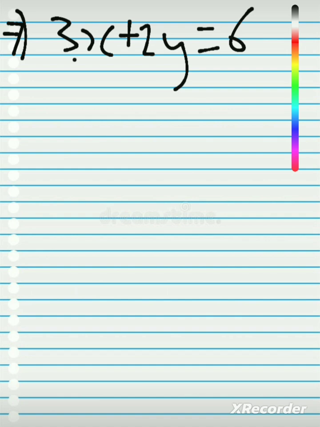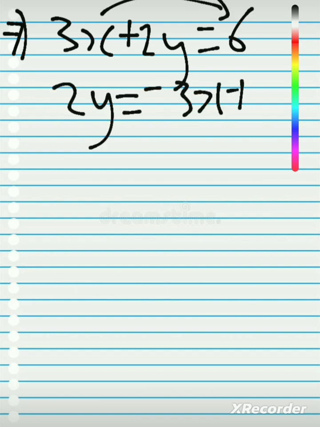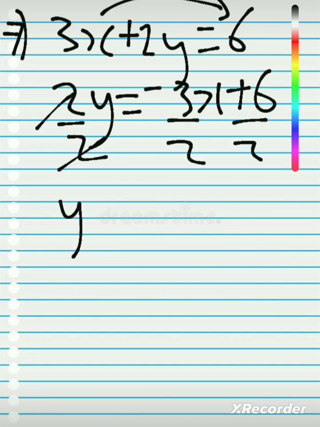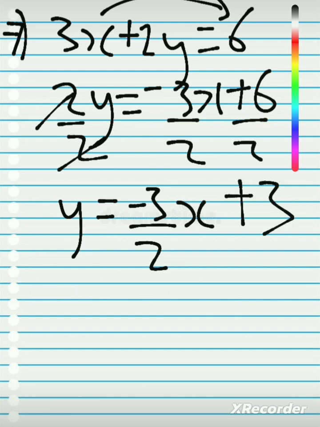To find the gradient, we make y the subject. We take 3x to this side, so it becomes 2y is equal to negative 3x plus 6. We divide everything by 2. So we have y is equal to negative 3 over 2 x plus 6 divided by 2, which is 3. So our gradient is negative 3 over 2. This is the gradient of N.